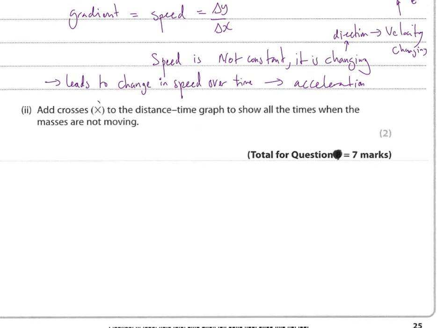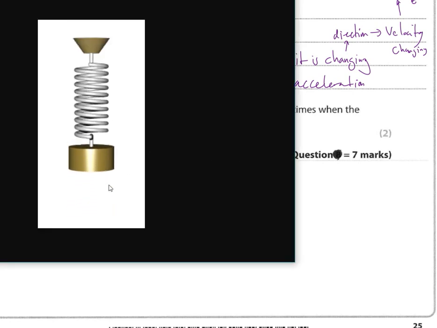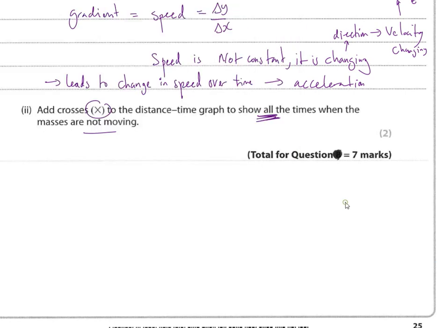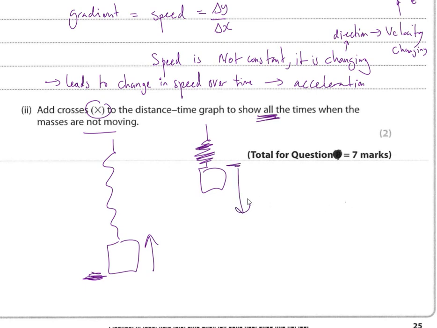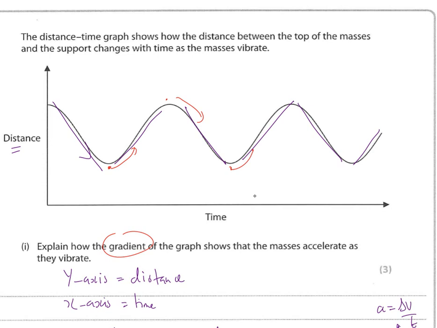Now, point X to show all the times where it's not moving. Let me look at the gif again. Let me show you the gif. Now, where is it not moving? Look, down, stop, goes up. All the way up, stop, goes down. So every time it is extended, it stops and then it reverses, and every time it is squeezed, it stops and then it reverses. It means that it stopped moving when it reached the extremes. So every time it reached an extreme, it stopped. Here it stops, reverses, stops, reverses, stops, reverses.